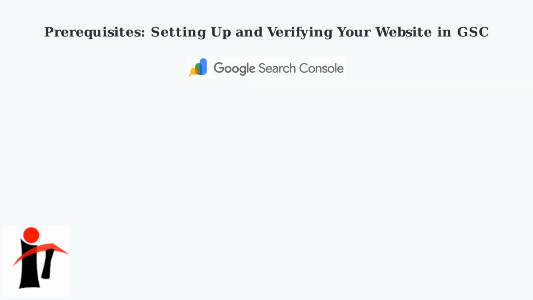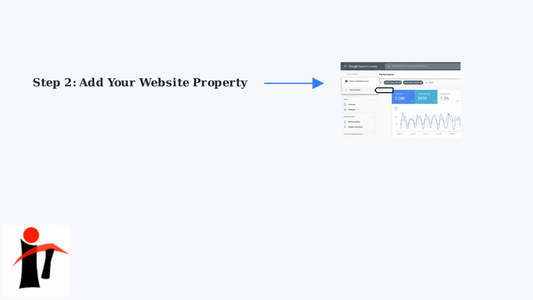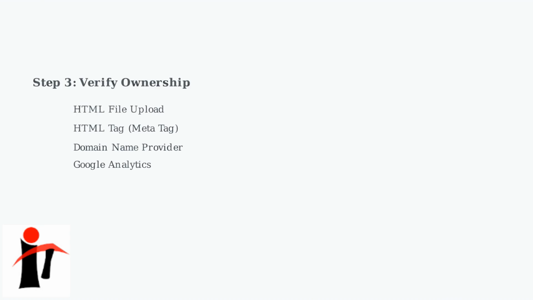Before linking Google Search Console to Ahrefs, ensure your website is set up and verified in GSC. This verification confirms ownership and allows data access. Visit the Google Search Console website to begin setup. Once logged in, add your website as a property in GSC. Verify ownership using one of several methods provided by Google.